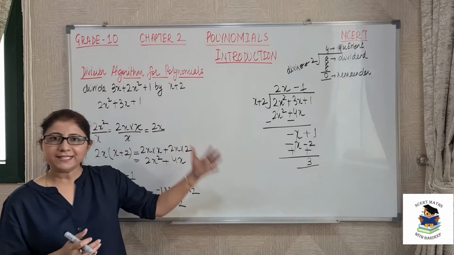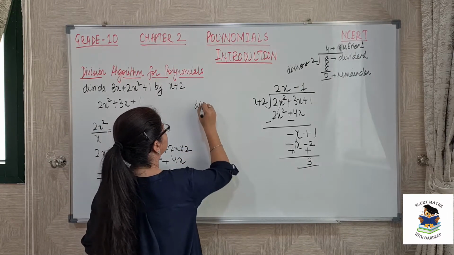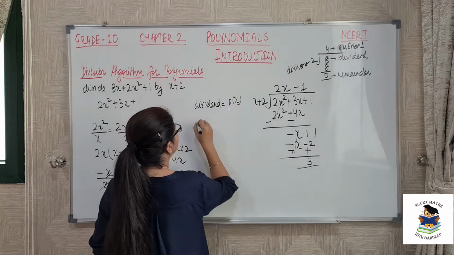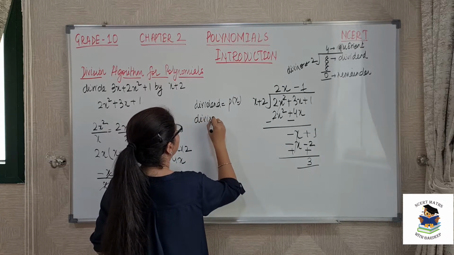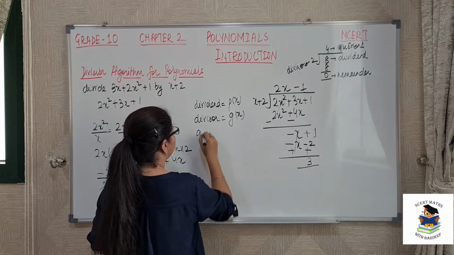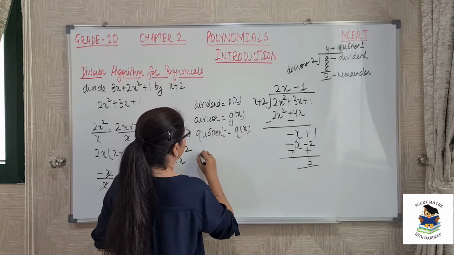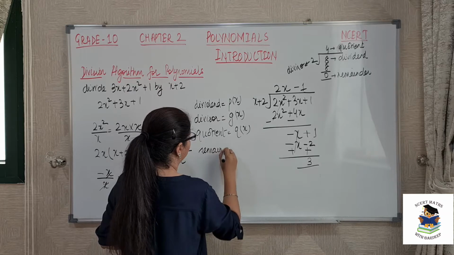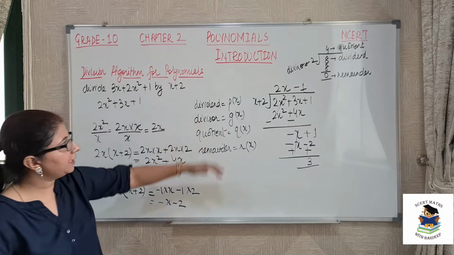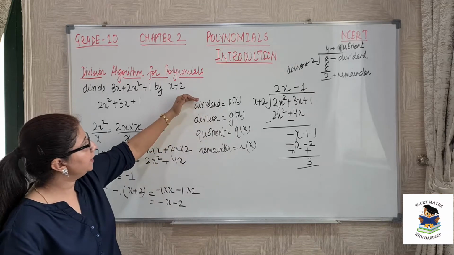Clear? So now let's summarize this. Let us suppose that the dividend we will write as p(x), the divisor as g(x), the quotient as q(x) and the remainder as r(x).